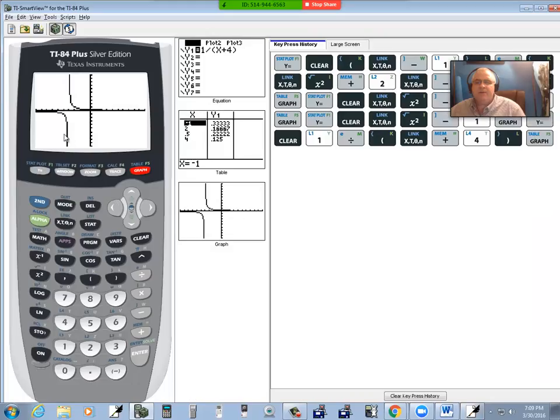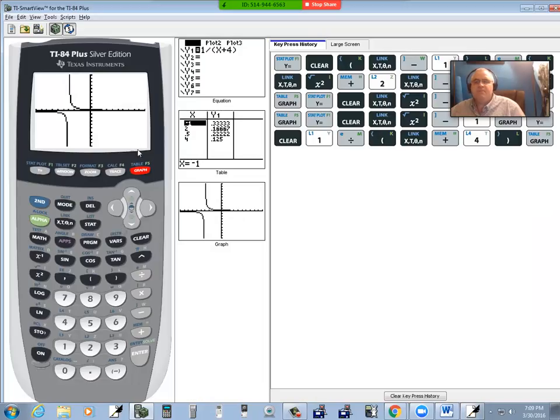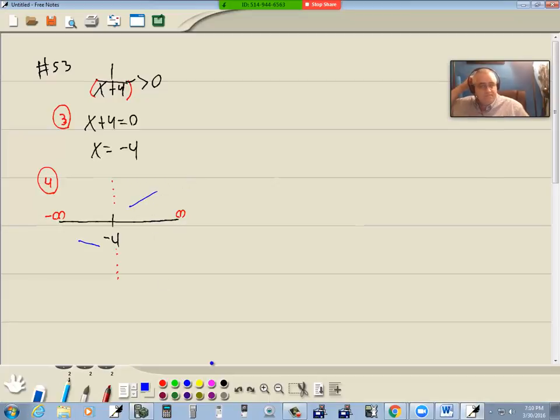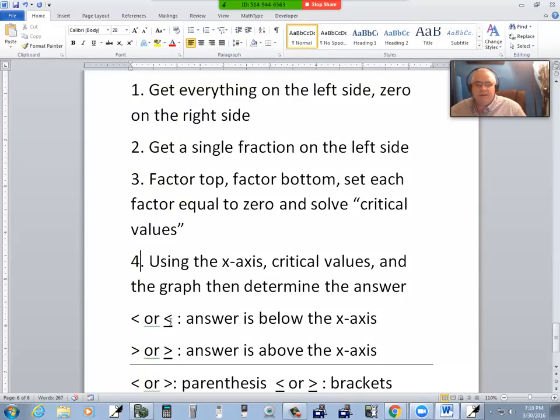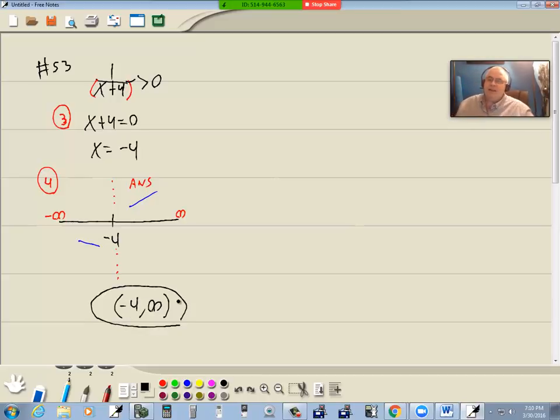Now, here's our critical value, and I see to the left of it, it's below the x-axis. So I'm going to put a little mark for below. I don't care about what the graph looks like. I'm just marking above and below. To the right of it, I see it's above in part of the interval, so it's above in all the interval. Okay, now we're looking for a greater than. Greater than in our table says our answer is above the x-axis. Here's my x-axis. It's above right here. So this interval would be my answer. So it goes from negative 4 to positive infinity. Infinities always have parentheses, and greater than tells me that I need to use parentheses. So that'd be our answer.